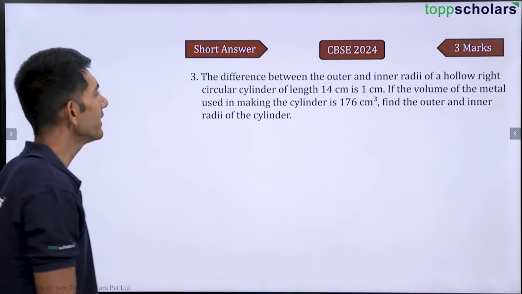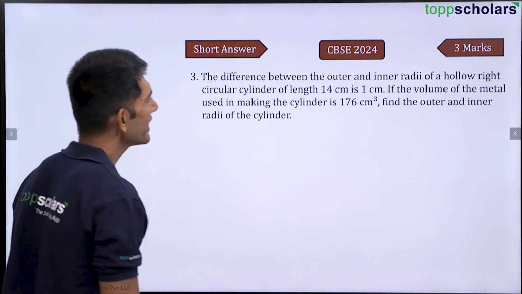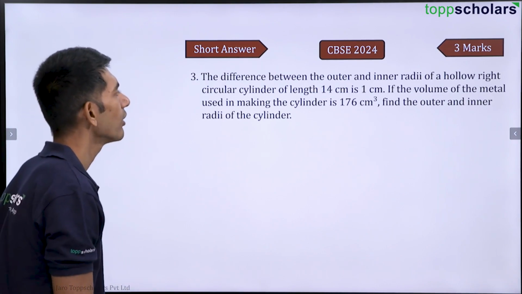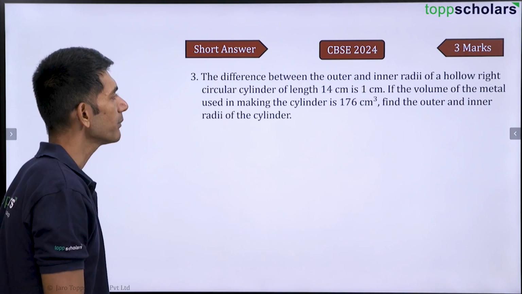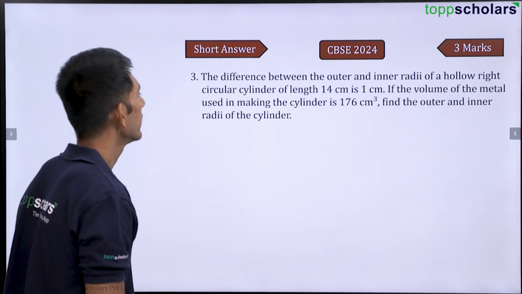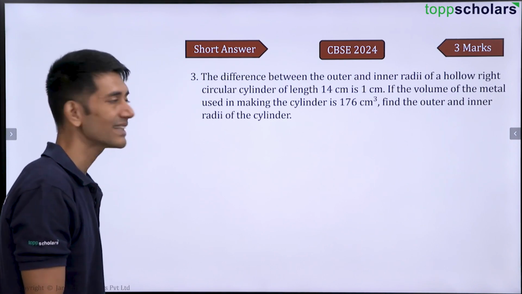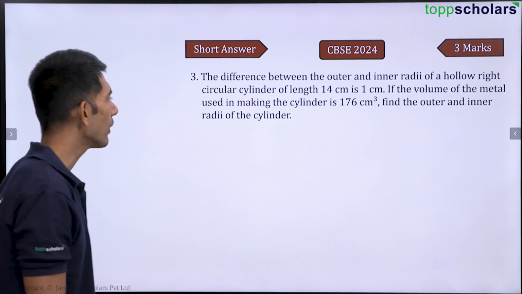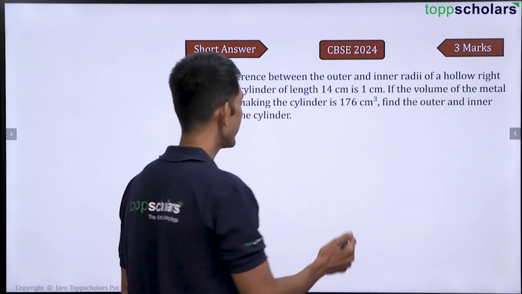It says, the difference between the outer and the inner radii of a hollow right circular cylinder of length 14 centimeter is 1 centimeter. If the volume of the metal used in making the cylinder is 176 centimeter cube, find the outer and the inner radii of the cylinder.